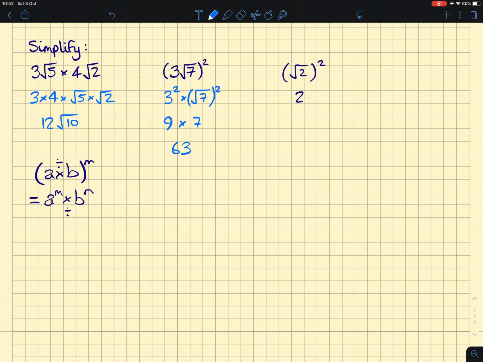Okay, so those are a few examples of simplifying surds with multiplying and powers.